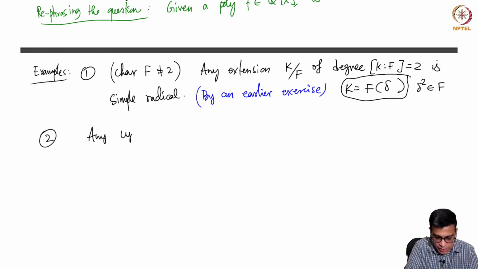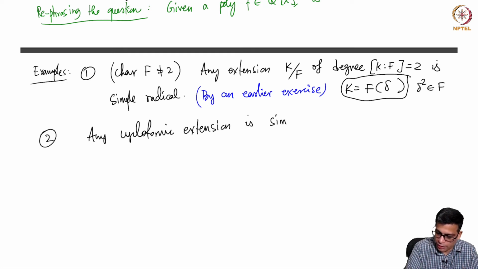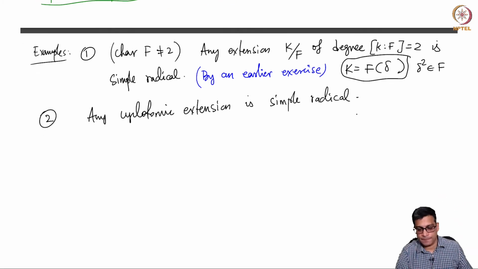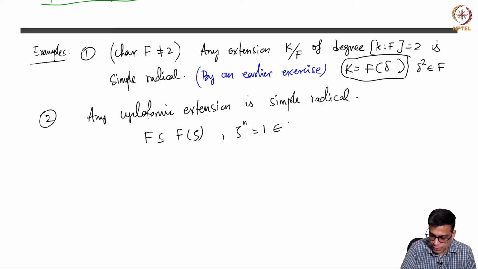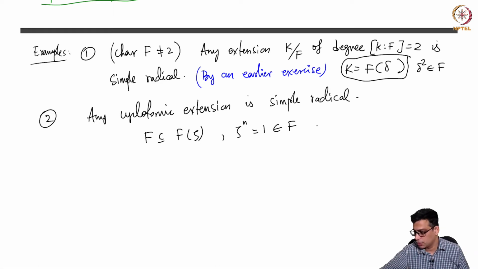Any cyclotomic extension is simple radical, obviously, right, because it is generated by a primitive nth root of unity. So that means it is of the form F adjoined zeta, where zeta to the power n is in F. So this is also clear.